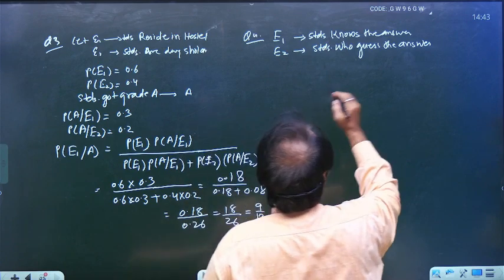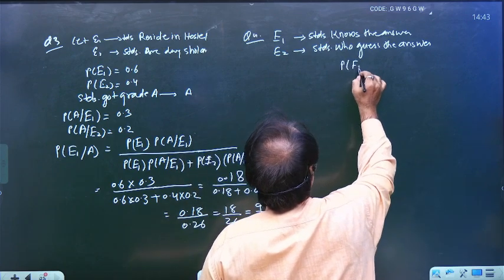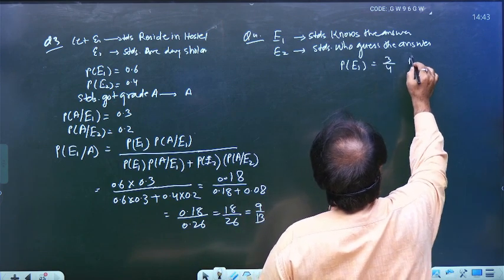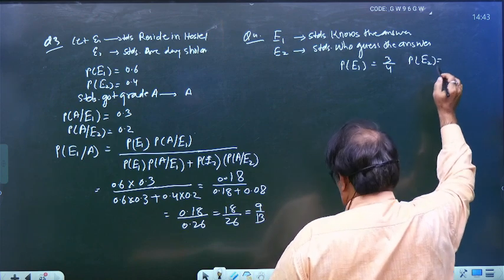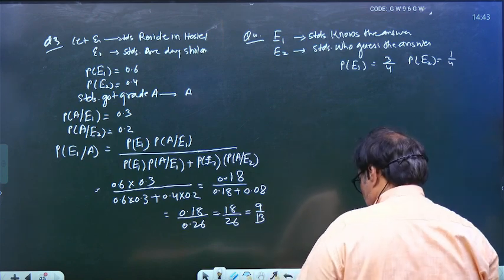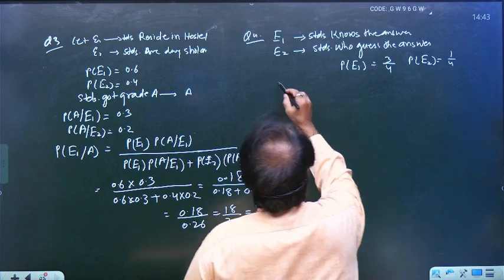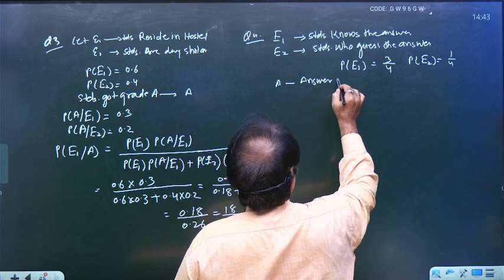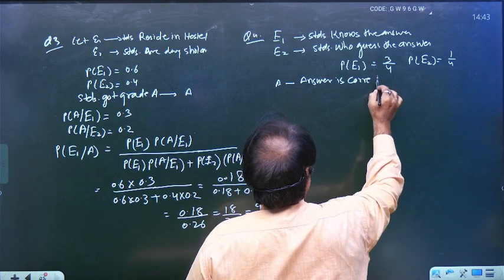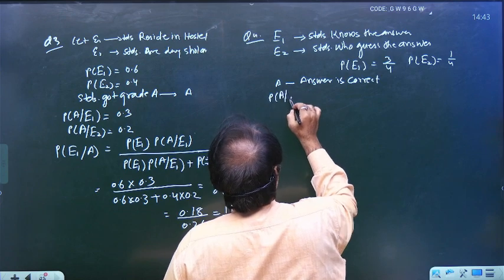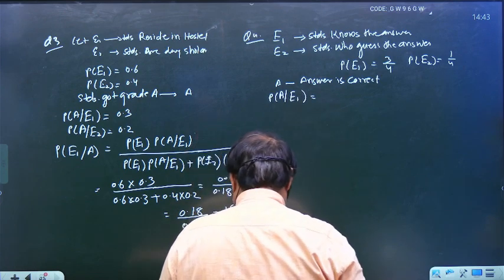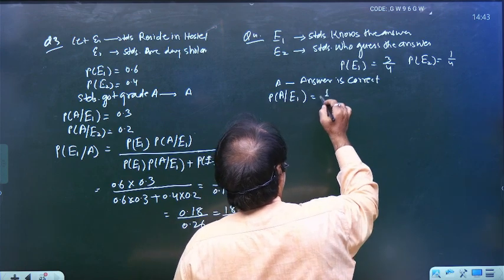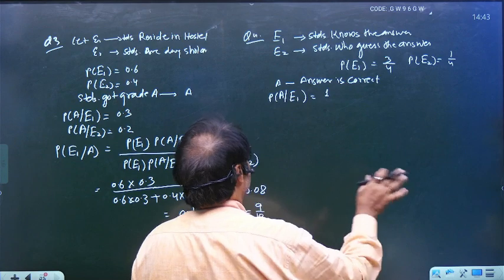We take it as A. So what is the probability of E1? The probability of E1 is given, it is 3 by 4. And what is the probability of E2? This is given, 1 by 4. Okay, and A is assumed as the answer is correct. So probability of A by E1, what will be the probability of A by E1? That will be equal to 1 because he already knows the answer, he is sure.